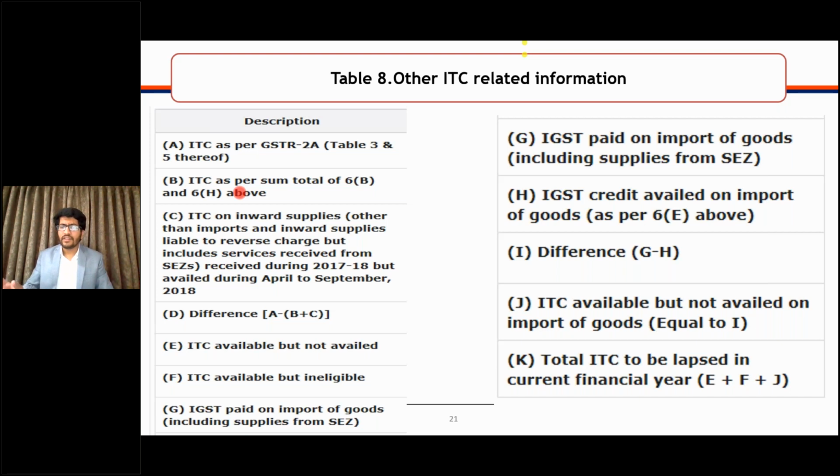After this, we identify if there is any difference, and if there is a difference, what is the reason? Is it eligible, and still I have not claimed it, or is it ineligible, hence I have not reported it? After this, we go to G. IGST paid on import of goods and credit availed out of it. Difference in respect of the same. Again, is there any ITC which is there on import of goods but which is not claimed by us?